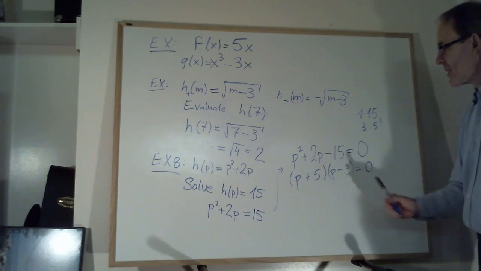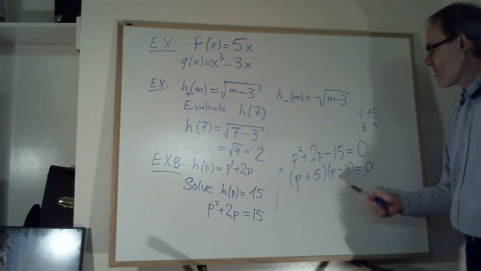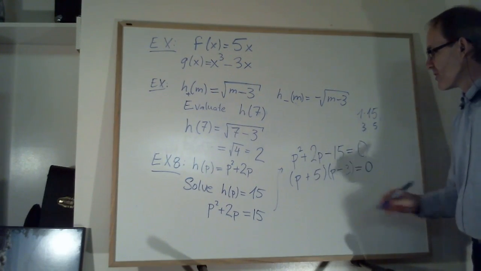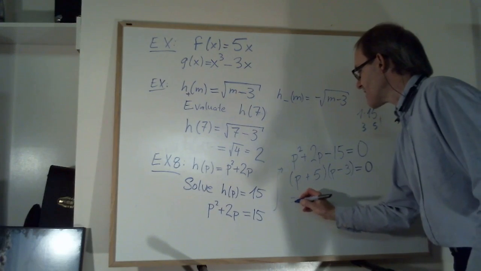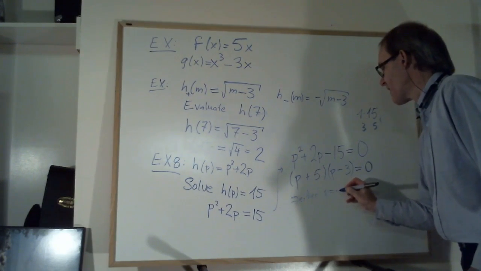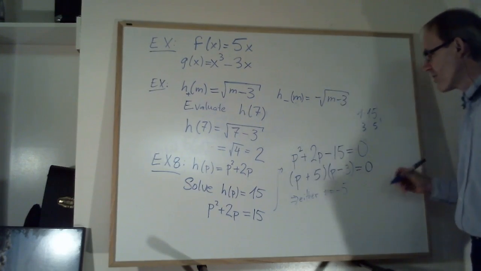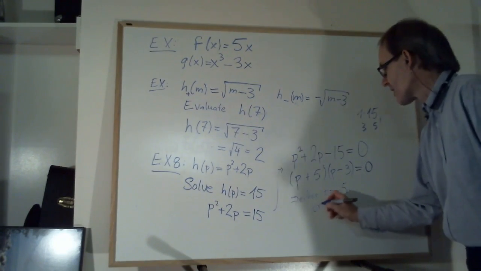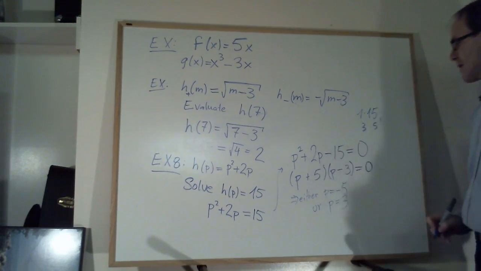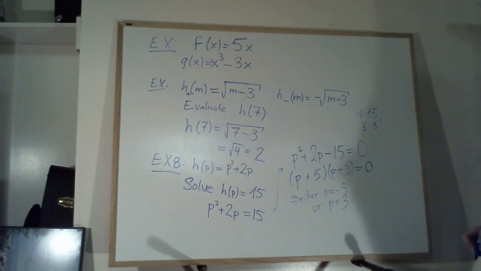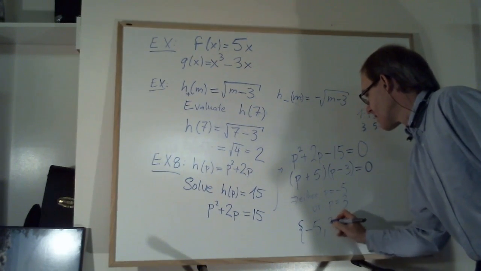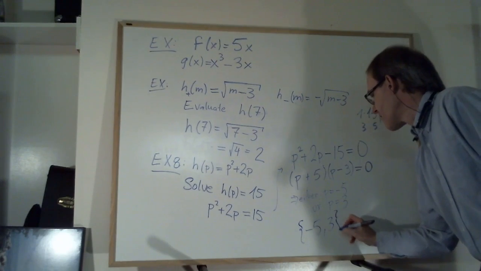Now this equation will be true when just one of these factors is 0. So this implies either p plus 5 is 0, so p is equal to minus 5, or p minus 3 is equal to 0, so p is equal to 3. So the solution set you would write down is minus 5 and 3.